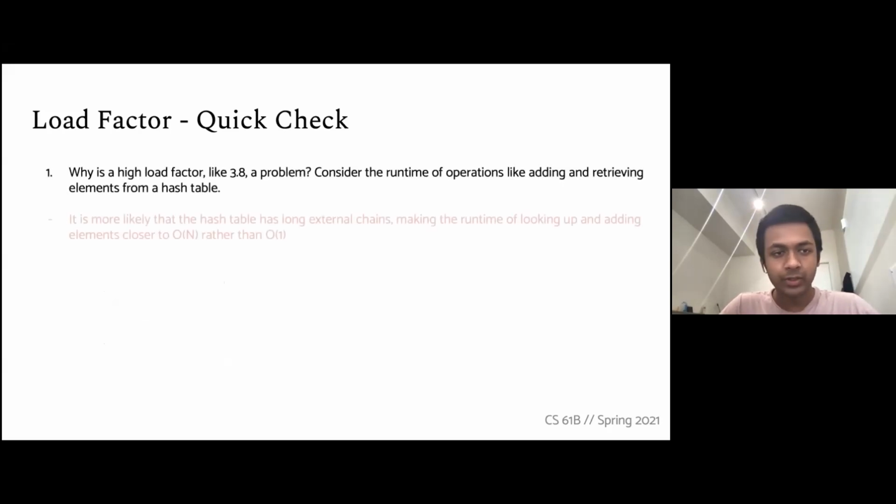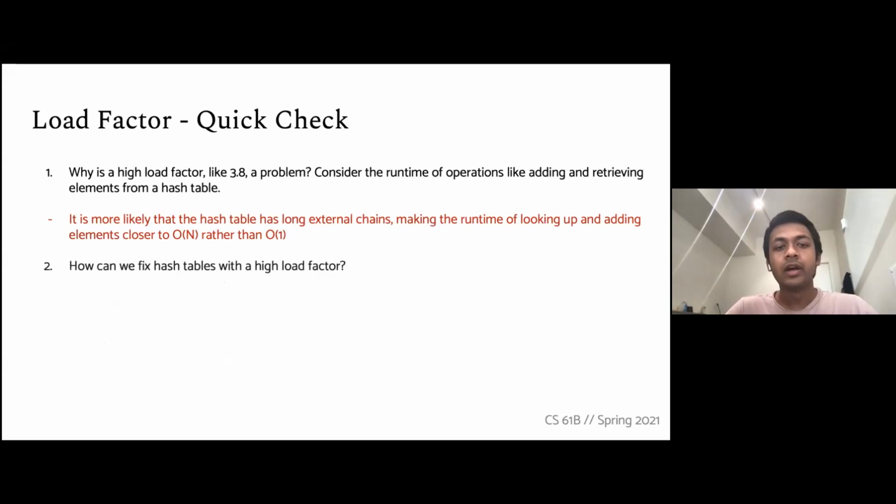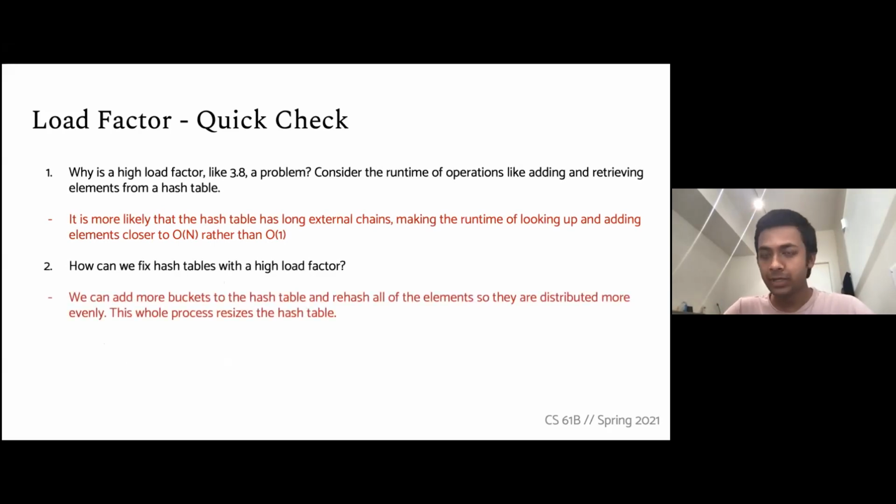Right. So I think people got the first question right. With a high load factor, it means we'll have longer external chains, meaning the runtime is longer and it's not really constant time. So this is not a good thing. Fortunately, we can fix this by just adding more buckets to the table and rehashing all the elements to distribute them again.